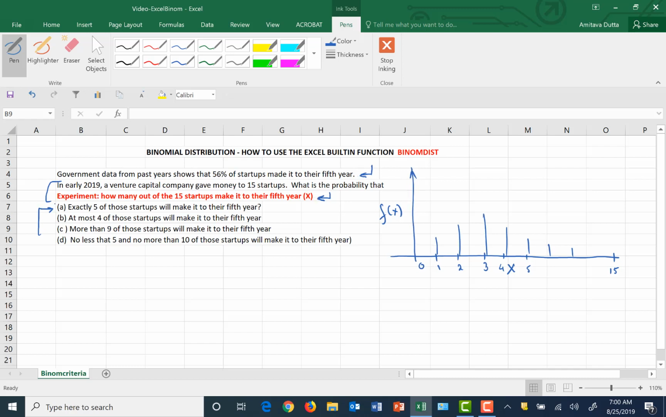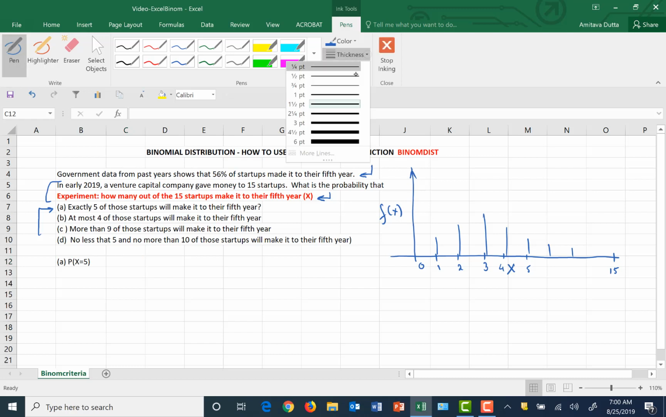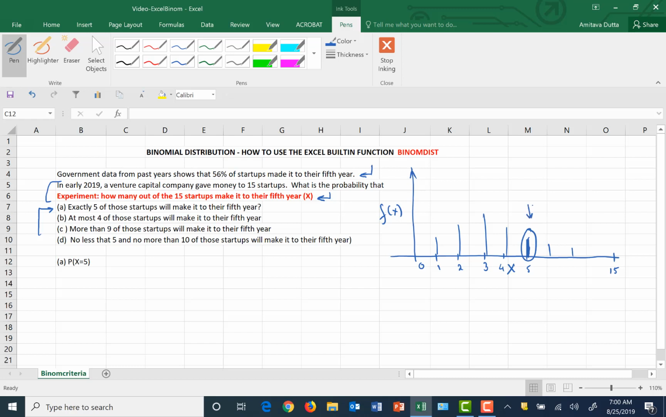The first problem, part A, says exactly 5 of those startups will make it to the 5th year. To write it in shorthand, what we are asking is, what is the probability of x equal to 5? What is the likelihood that exactly 5 of these startups will make it to the 5th year? Here I'm asking for the height of exactly one spike, x equal to 5. So I'm looking for the likelihood of exactly one outcome. I will use the BINOMDIST built-in function.